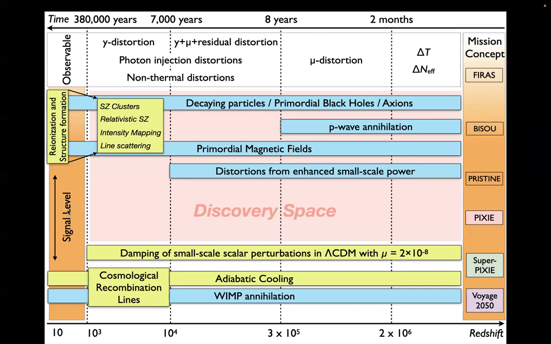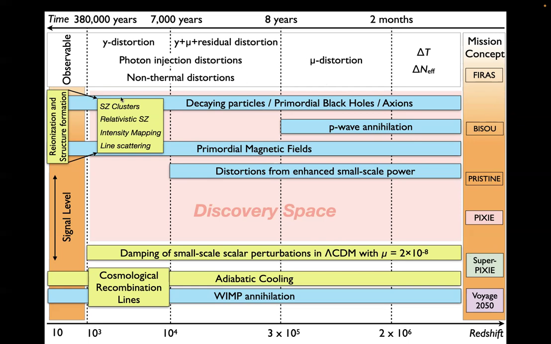The signal strength is the y-axis, and here, just for guidance, I'm giving some mission concepts. So VIRUS is up here, and then Bisou, Pristine, Pixie, Super Pixie, and Voyage 2050. I will mention these in a second as well. They have varying sensitivity essentially.